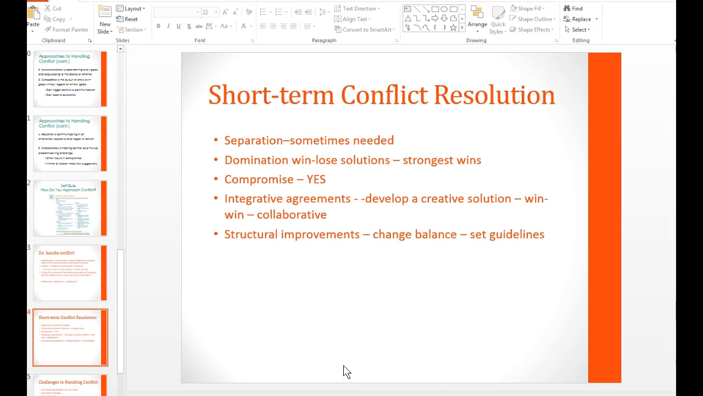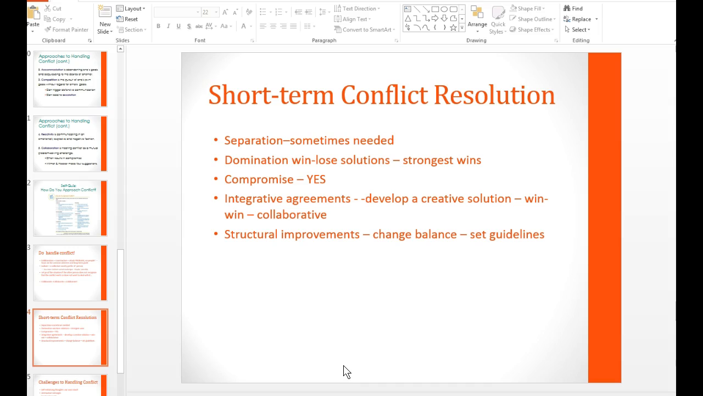Count to 10. Domination. If you try to really win over someone else, it usually ends up in a win-lose solution. The strongest wins. The other person feels badly. Compromise. Yes, talk it over. Integrative agreements. Develop a creative solution together. That's a win-win solution. Collaborate.